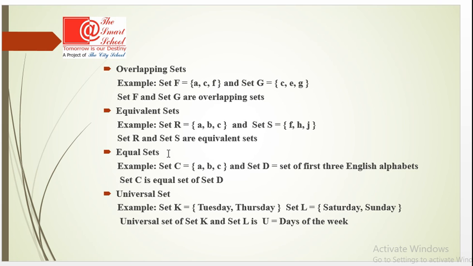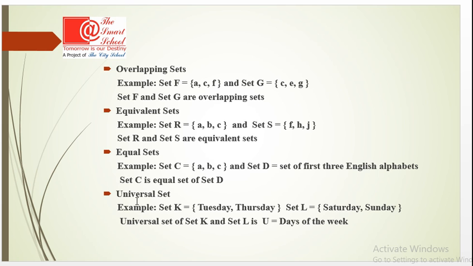Now equal sets. Equal sets have exactly the same number of elements and the same elements. For example, set C has elements A, B and C, and set D has the set of first 3 English alphabets, which are obviously A, B and C. It means both the sets are the same. So these sets are equal sets, and we can say set C is equal to set D.